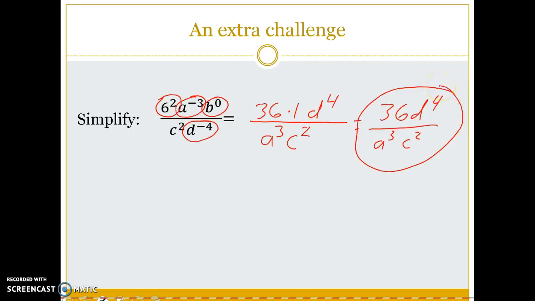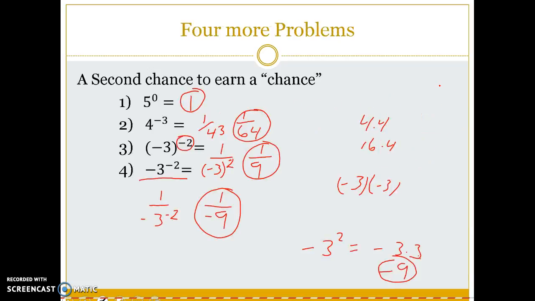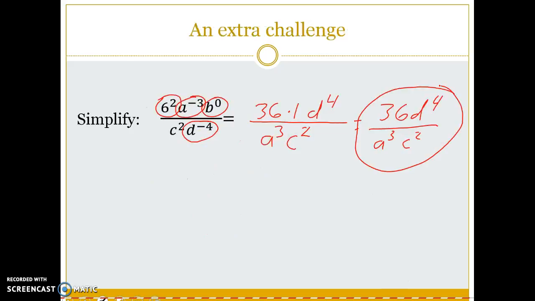This may not look a lot simpler, but I don't have any 0 exponents and I don't have any negative exponents. And so that makes this a lot simpler than what it was when we started.